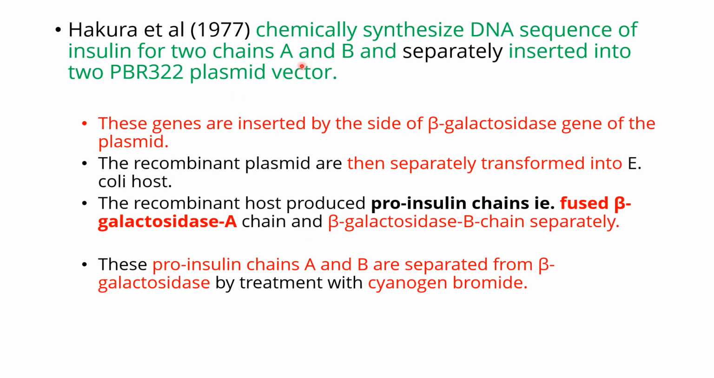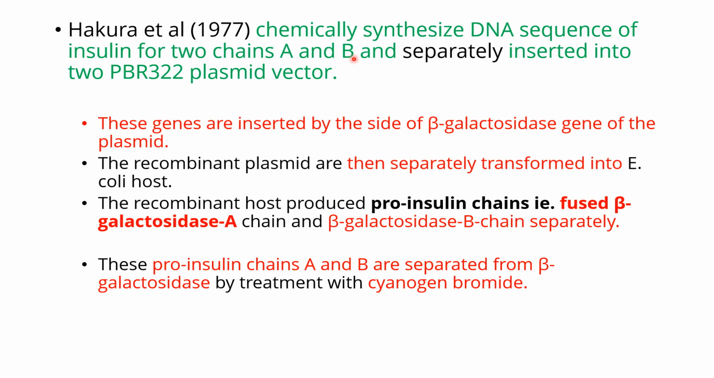Okay, now in 1997, Hakura and colleagues chemically synthesized the DNA sequence of the insulin for the two chains A and B, and separately inserted them into the two pBR322 plasmid vectors. So this is a vector that acts as a carrier for the genes that code for the A chain and the B chain. Now, why is this important? This is important because remember we said insulin is made of two chains, the A chain and the B chain, which have to be joined to form the active form of insulin.